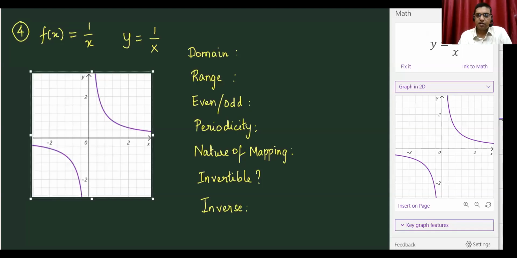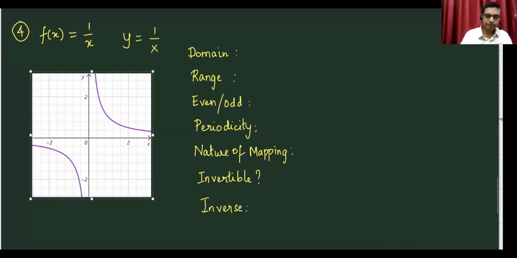All right, so now you tell me the domain, range, other things for this graph. Domain is R minus 0. Very good. Domain is all real numbers minus 0. 0 is the only number for which this is not defined. How about range? Range is also R minus 0. Very good. Because the function never takes the value 0. It takes all other values.